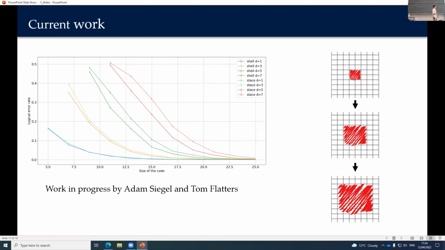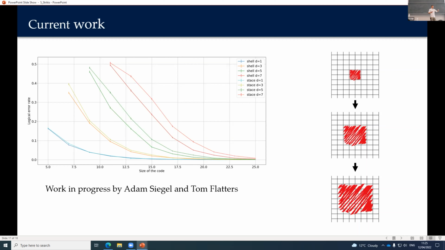And some further work. Obviously, all of what I just described is the asymptotic regime, so this is to deal with scalability. But in the practical regime, there's more work and progress by my colleagues Adam Siegel and Tom Flatters, where they consider a finite-scale surface code, and they do numerical simulations of what happens when we have this fabrication defect in the middle of it.